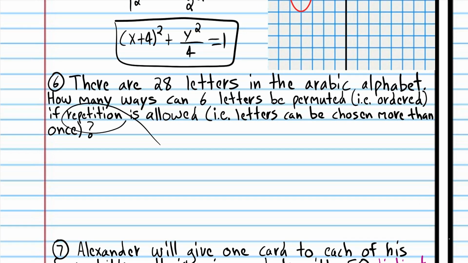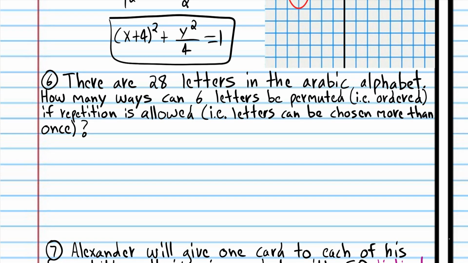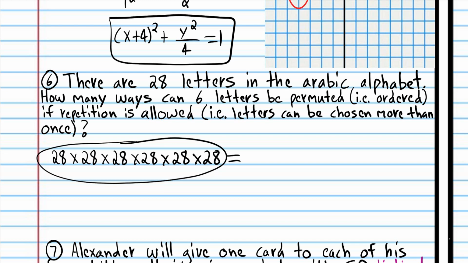Notice it says that repetition is allowed. Alright, so we're going to choose our first letter. What is our first letter going to be? Well, we have 28 options. For our second letter, how many options do we have? Well, we still have 28 because repetition is allowed. Then we have 28 for the third, the fourth, the fifth, and the sixth. So you don't have to write all this out if you don't want to. You can just write 28 to the 6th power.